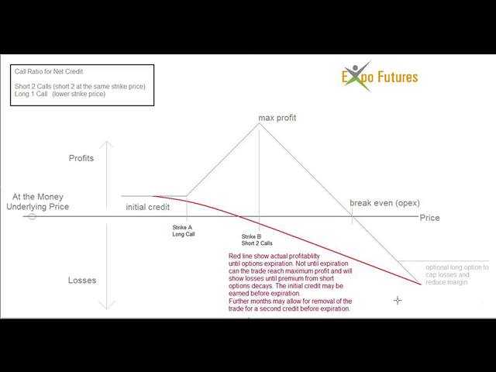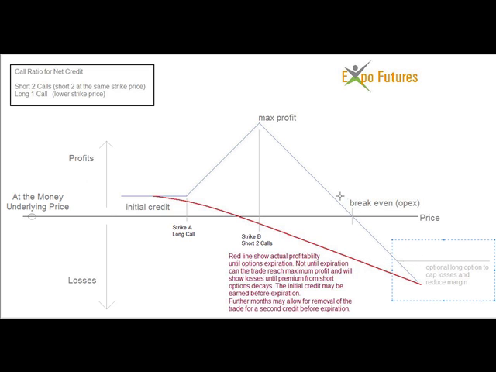One twist on the call ratio is adding an additional long call, and then it becomes more like a butterfly or a broken wing butterfly. It's also called a skip step or skip strike butterfly, which caps the losses, so you stop losing at this lower line here.